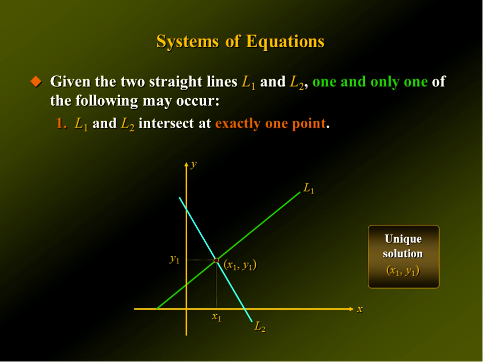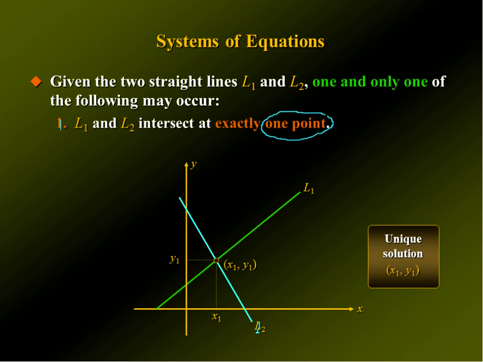Given two straight lines L1 and L2, one and only one of the following may occur. As I discussed in the face-to-face class, if we have two lines, L1 and L2, then there are three possibilities. The first possibility is that L1 and L2 intersect at exactly one point. This is the first case.